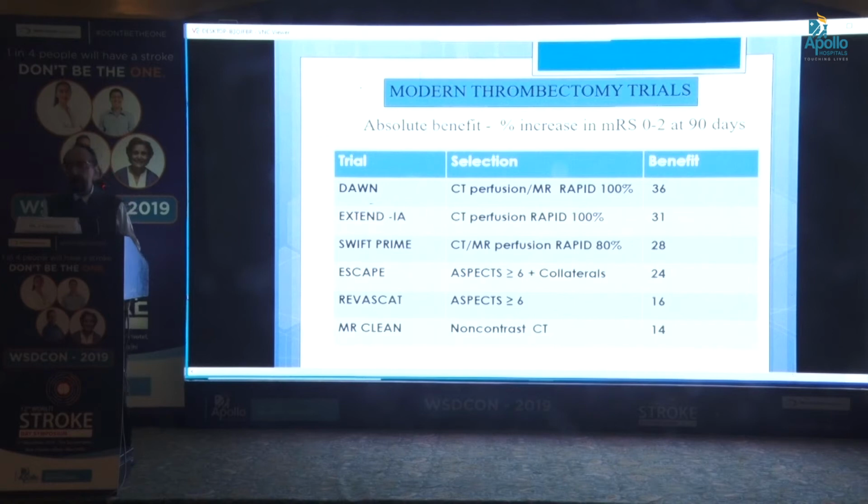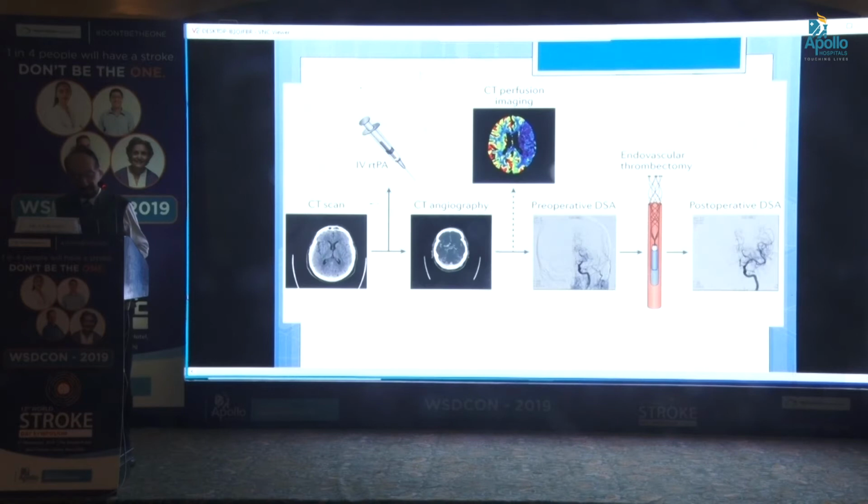Now then came the era of a series of thrombectomy trials. If you look up the New England Journal of Medicine from, I'd say, January, February to April, they were full of MR CLEAN, REVASCAT, ESCAPE, SWIFT PRIME, EXTEND-IA and DAWN. And if you see the absolute benefit, the percentage increase in mRS 0 to 2 at 90 days kept on increasing as we became more and more intelligent with these slides.